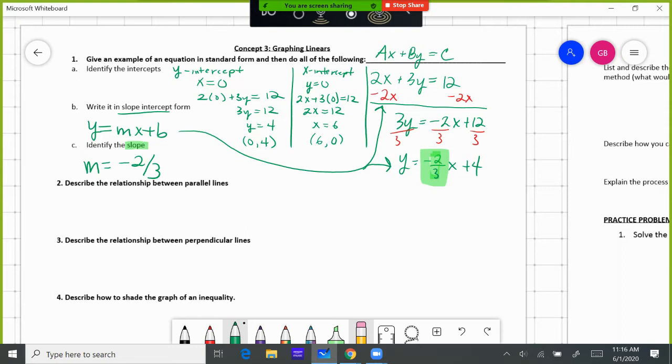For number 2, describe the relationship between parallel lines. That means that the slope is the same. Describe the relation between perpendicular lines. This means that the slope is the opposite reciprocal.